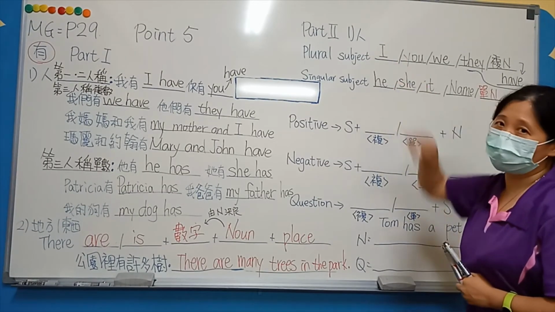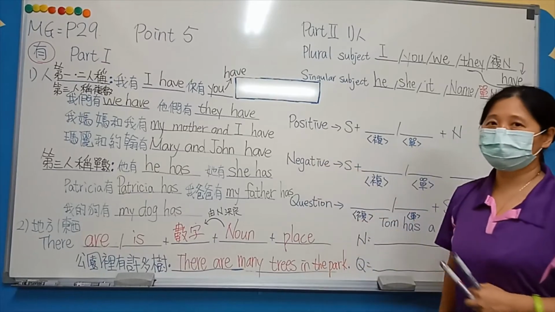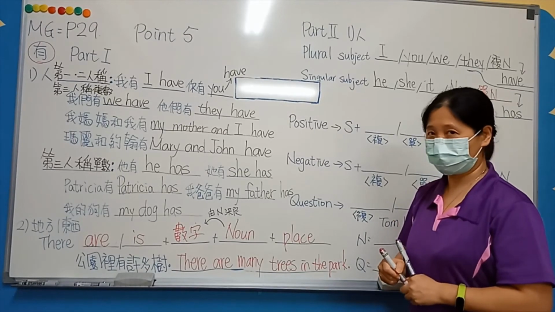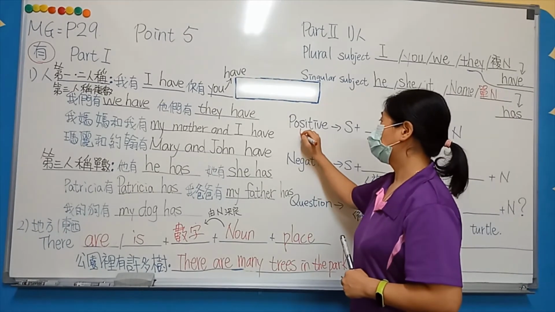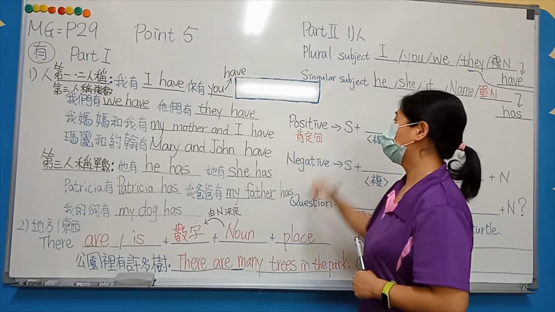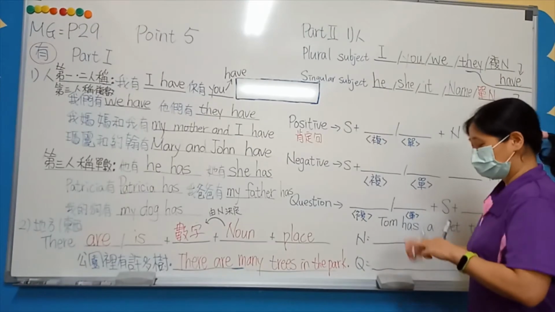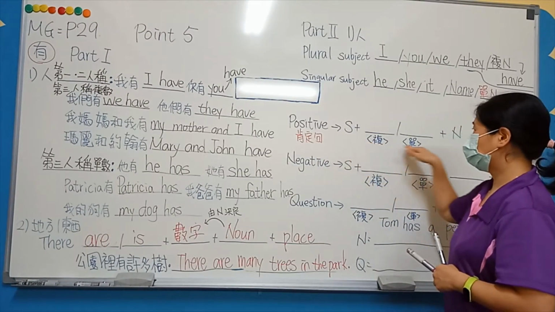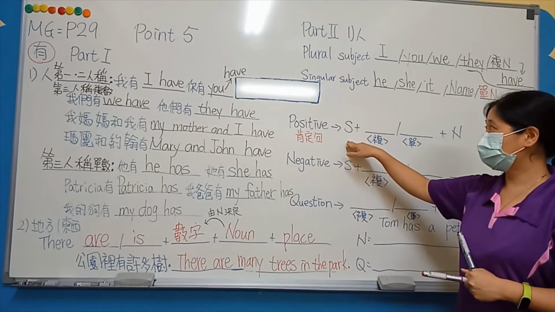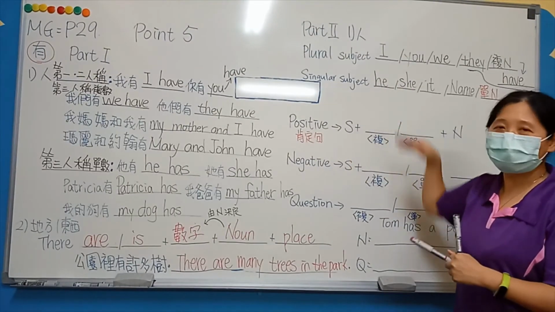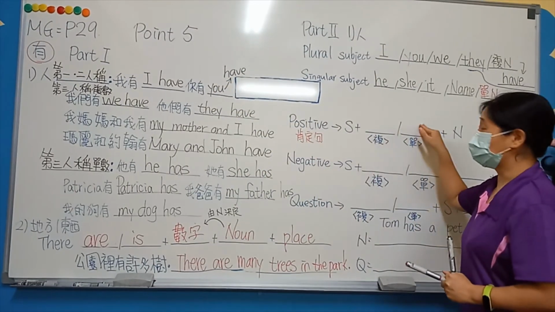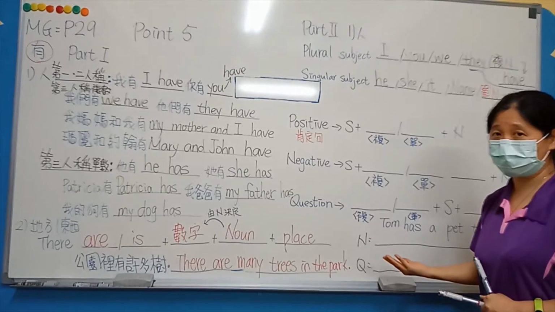So now let's look at the sentence pattern. Sentence pattern for people 1. Positive. Do you remember what is positive? Positive sentence. What do you need to put here? So subject. And what are we learning? Don't forget, we are learning about 有没有的有. So what do you need to put here? Have or has, right? Have or has.